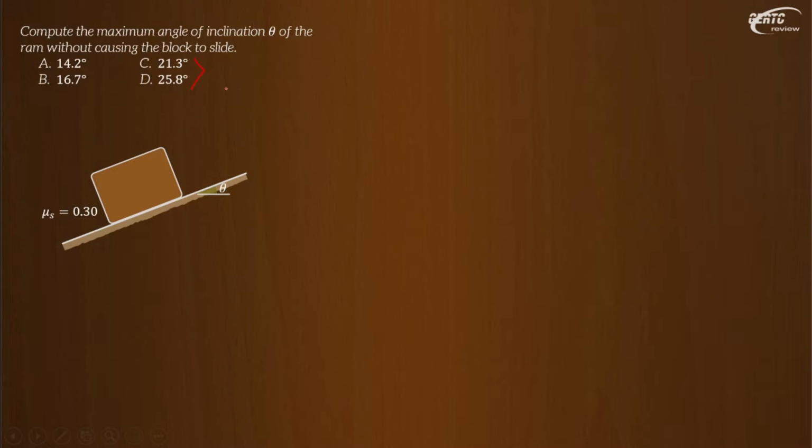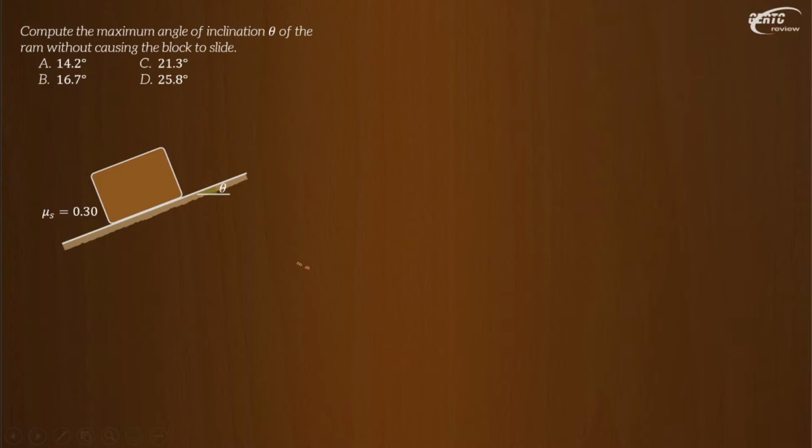You can sense whether the problem is impending or not. In this problem, it's very clear: without causing the block to slide, the maximum. If you use your imagination, the more angle you give to this ramp, the more likely the block will slide. So what will be the maximum angle of inclination without causing this block to slide? If you know the principle, you can answer this immediately, but I'm going to present the principle here.